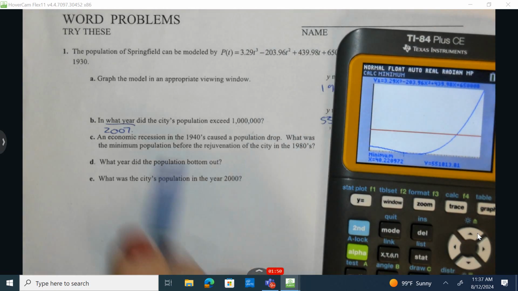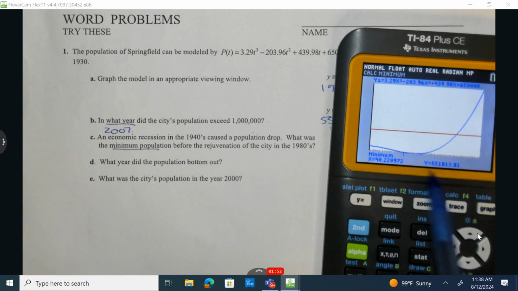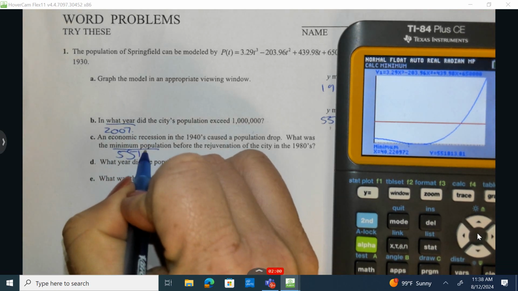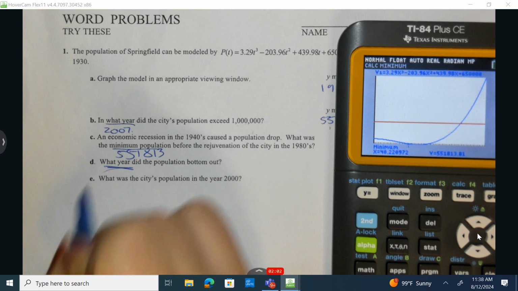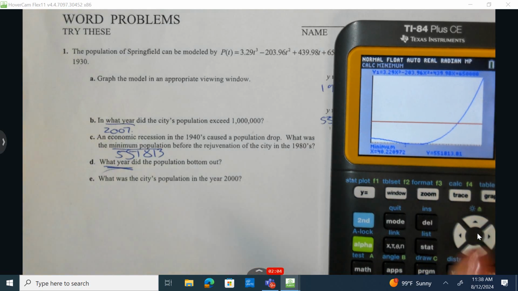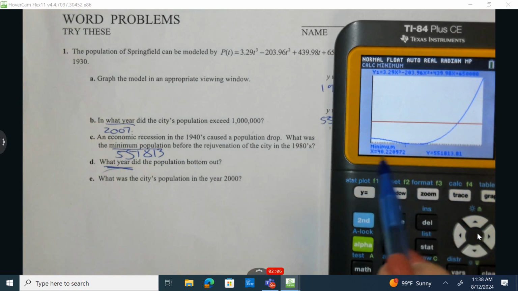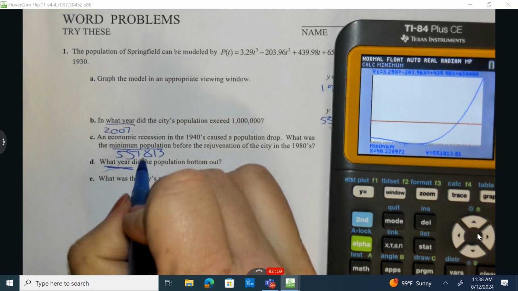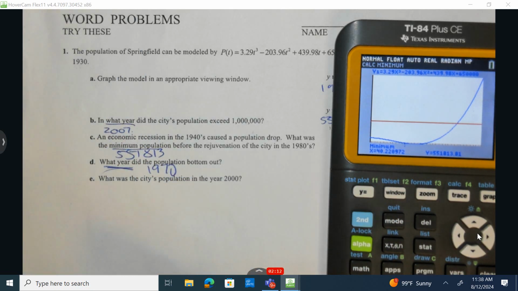All right, we're asking what the minimum population is. This is our population, and we're looking at 551,813. What year did the population bottom out? This is an x value. So this is when it bottomed out, and we want to turn this into a year. So I'm taking 40 and adding it to 1930 to get 1970.